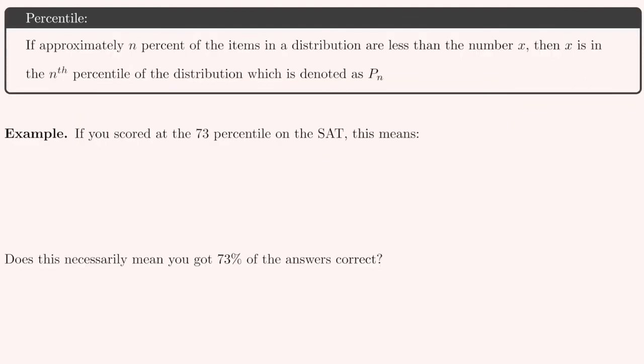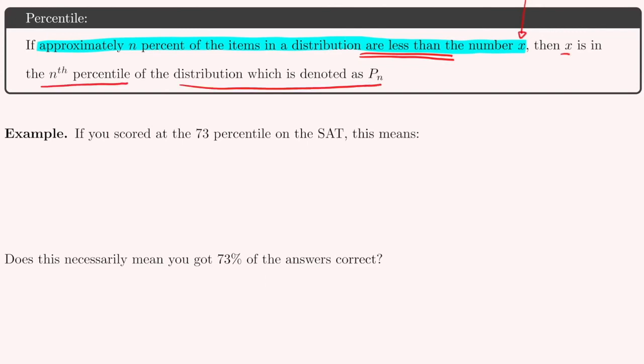Our next topic will be percentiles. If approximately n% of items in a distribution are less than the data value x, then x is said to be in the nth percentile of the distribution. And we would write that as the nth percentile, p subscript n.